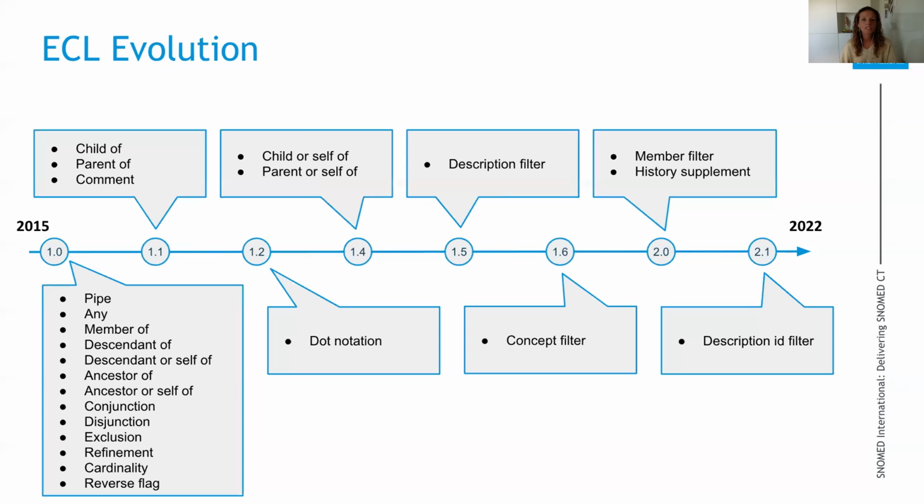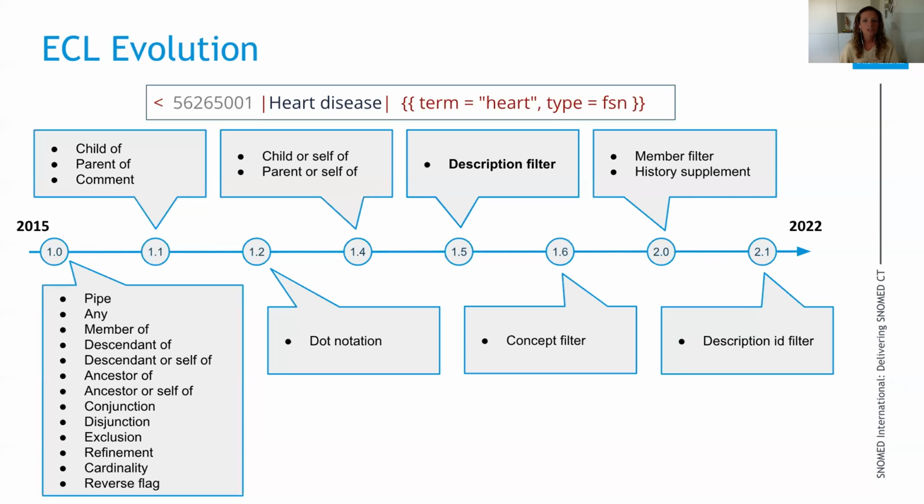If we look at some of the more recent versions of the language, starting at 1.5, this was released in 2020 to support description filter constraints. And these constraints filter the result set by matching only on concepts which have a description that satisfies the filter criteria. In this version, descriptions can be filtered based on their term, type, language, acceptability, module, effective time, and active status. So for example, this expression constraint matches all subtypes of heart disease that have a fully specified name containing the word prefix heart. So you can notice how we use the double curly braces to indicate a filter.